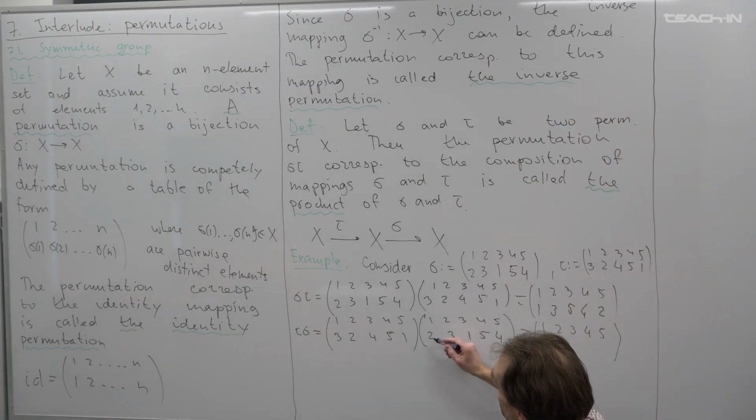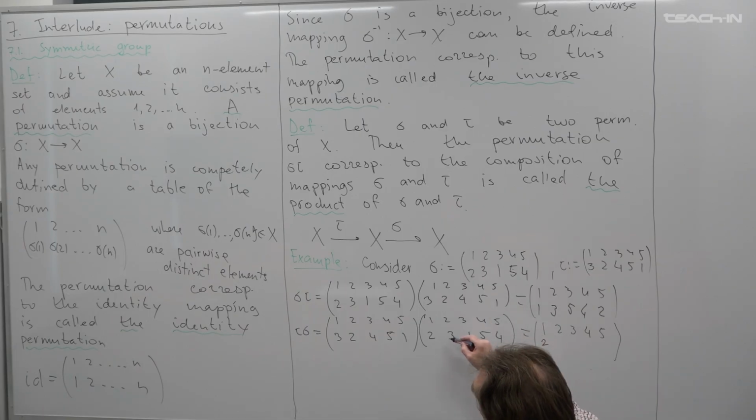So 1 goes to 2, 2 goes to 2. Okay, so we get 2. 2 goes to 3, 3 goes to 4. We get 4. 3 goes to 1, 1 goes to 3. So we get 3. 3 is a fixed point.